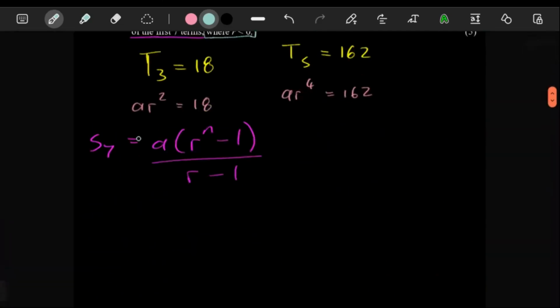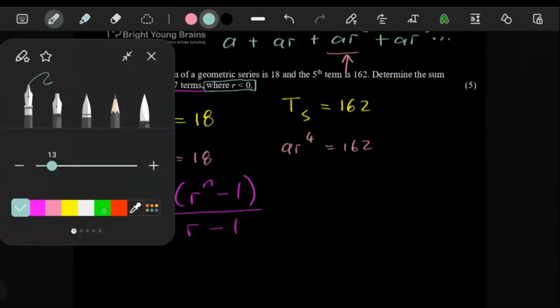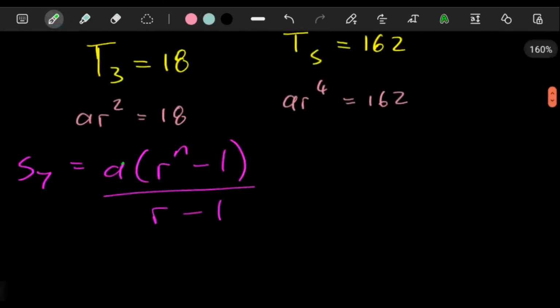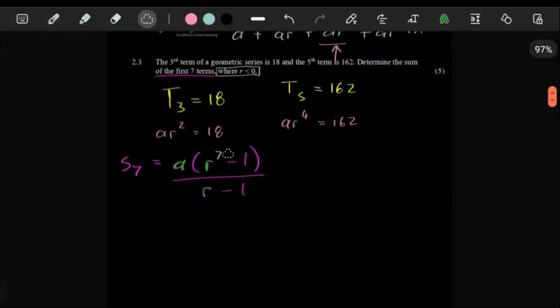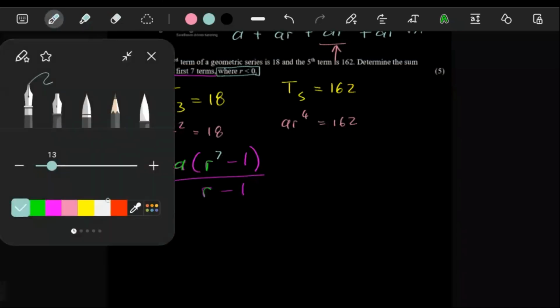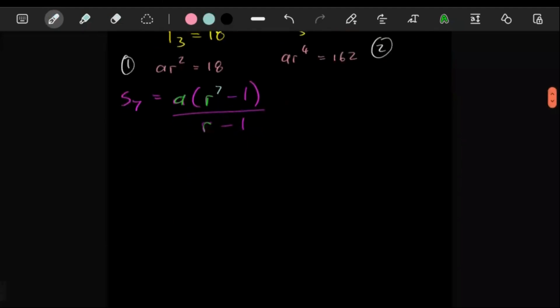So you can see here, if we're going to get the sum of the first 7 terms, which is S7, for us to work out S7, we have to have the value of A and the value of R. For S7, N would just be 7 anyway, so this we already have. Clearly from the information they gave us, we need to get A and R first. Because they gave us 2 equations that both have A and R, we can use those 2 equations to work out A and R simultaneously.